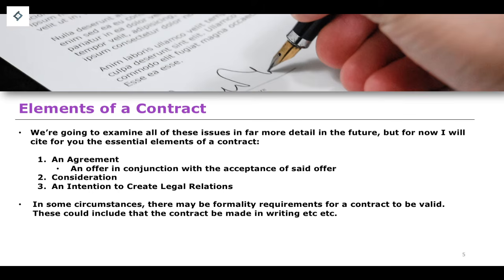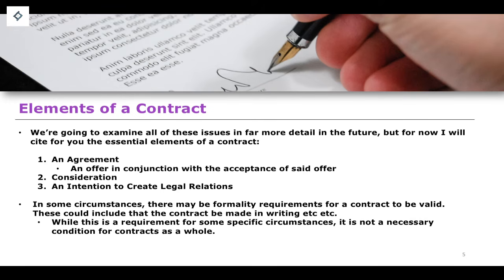Now, those are the three main requirements or elements of a contract, but there are also other requirements depending on the type of contract which you are signing. So there may also be formality requirements for certain contracts to be valid. So, for example, in certain circumstances, it might be a requirement that a contract be done in writing rather than an oral contract, which is just done via spoken mouth. Now, while this is a necessary requirement for some contracts, it is not a necessary requirement for all contracts.